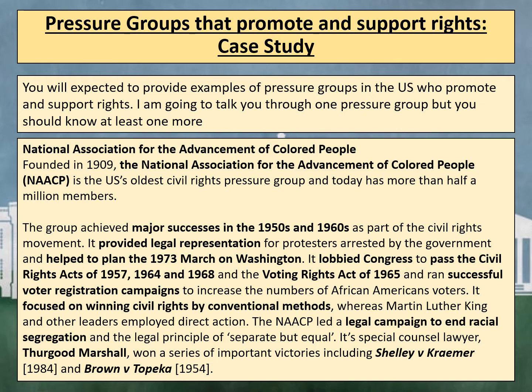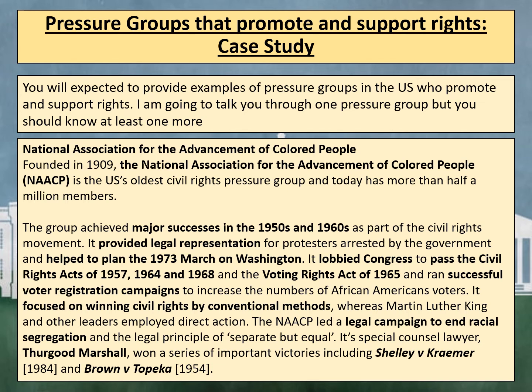The group achieved major successes in the 1950s and 60s as part of the civil rights movement. It provided legal representation for protesters arrested by the government and helped to plan the 1973 March on Washington. It lobbied Congress to pass the Civil Rights Acts of 1957, 1968, and 1964, as well as the Voting Rights Act of 1965, and ran successful voter registration campaigns to increase the numbers of African American voters. It focused on winning civil rights by conventional methods, whereas Martin Luther King and other leaders employed direct action.